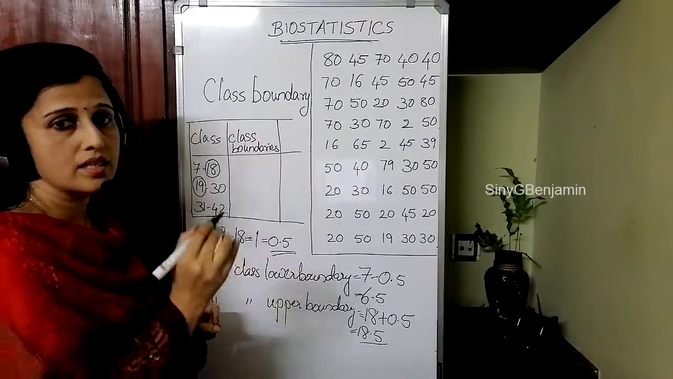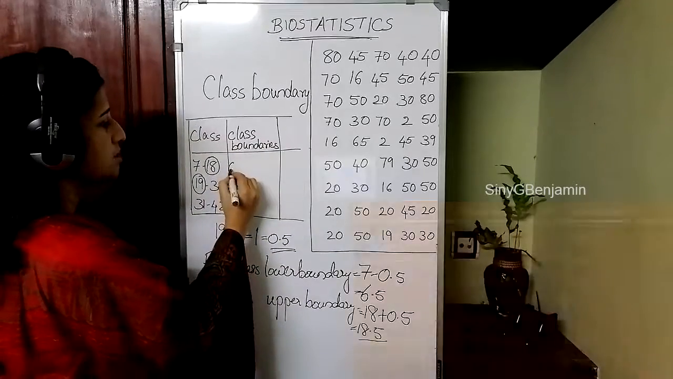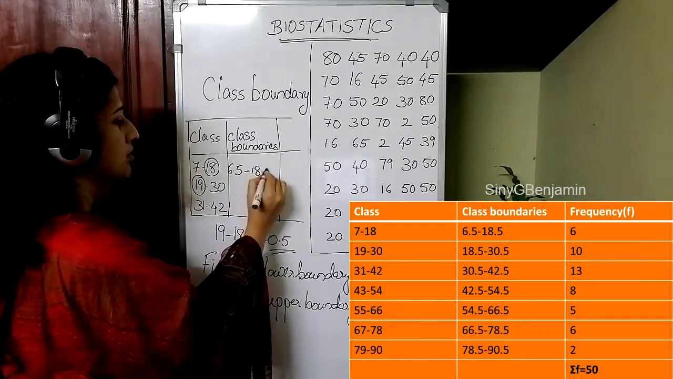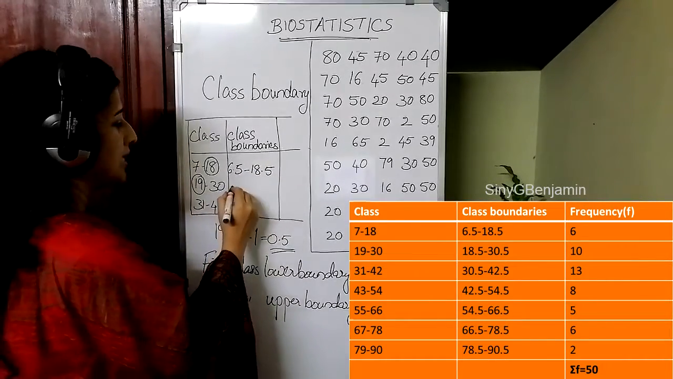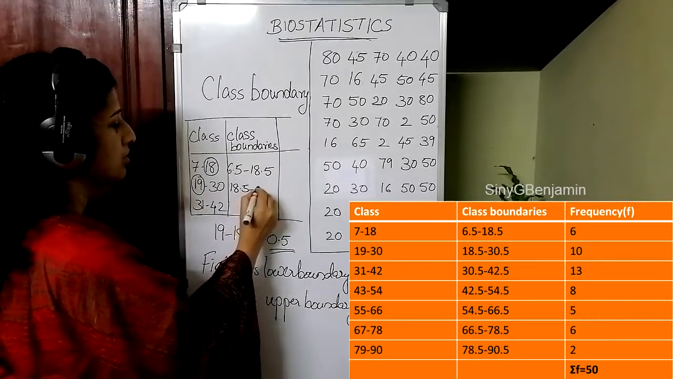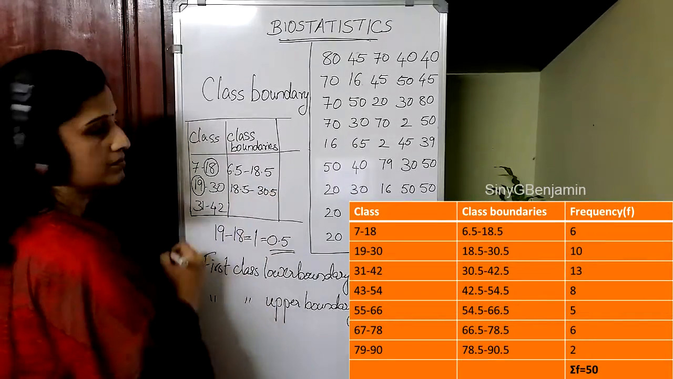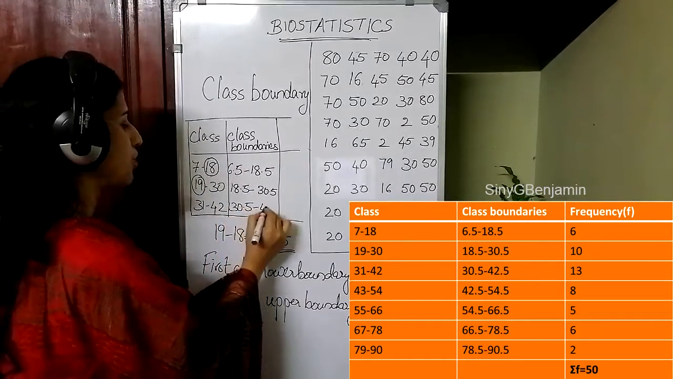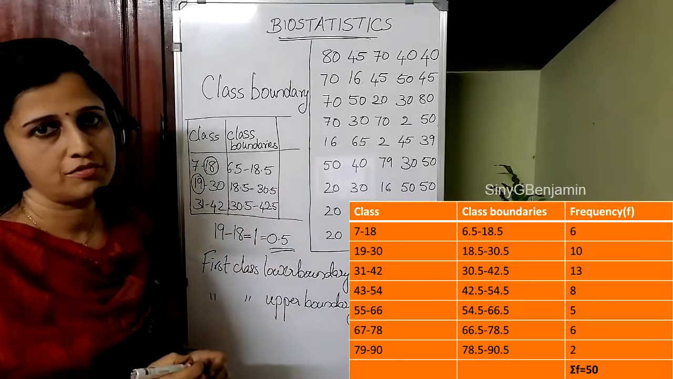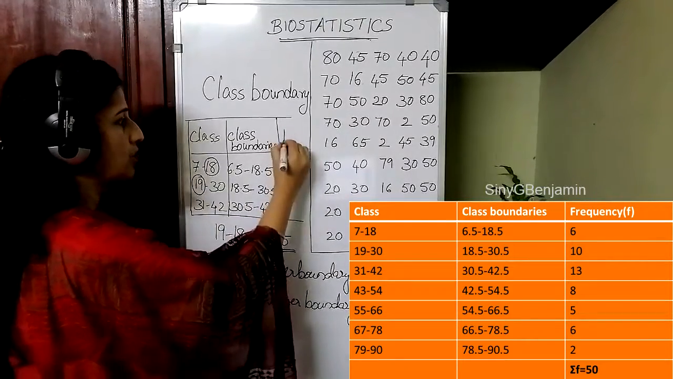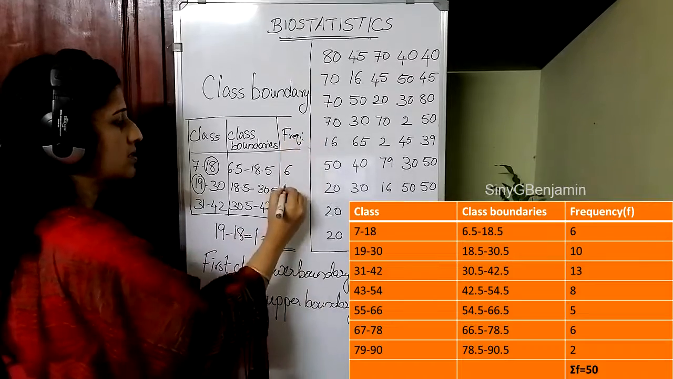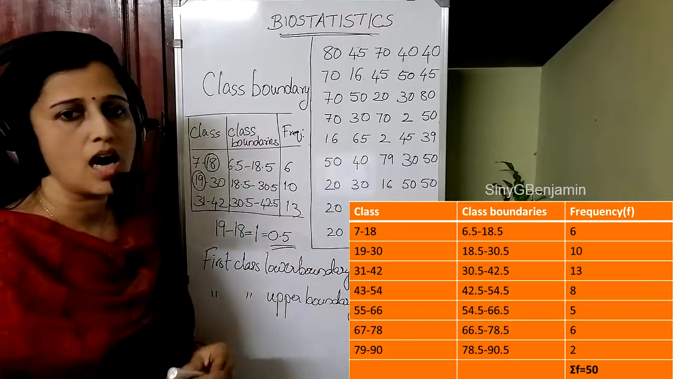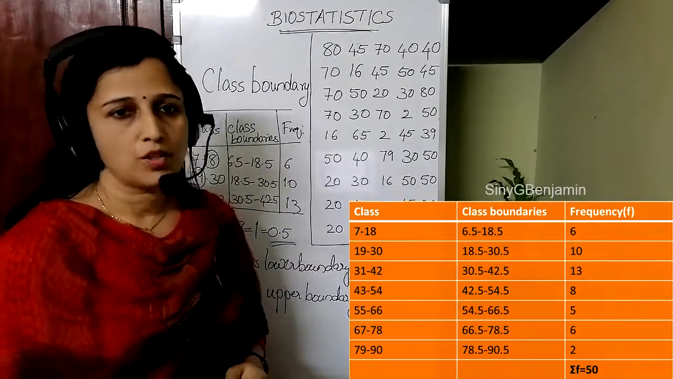With the class boundaries, you can modify this table: 6.5 to 18.5, then next 18.5 to 30.5, then 30.5 to 42.5. And the frequencies can be 6, 10, 13, like that. This is how a class boundary is calculated.